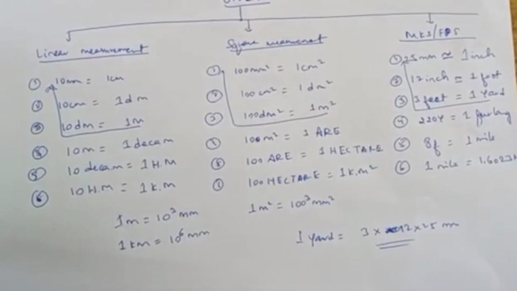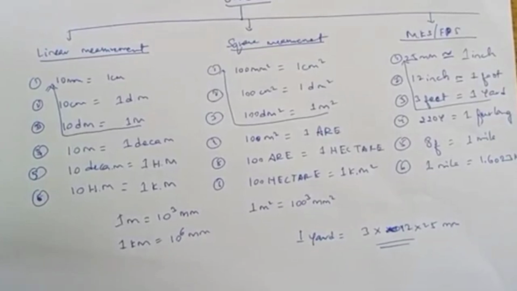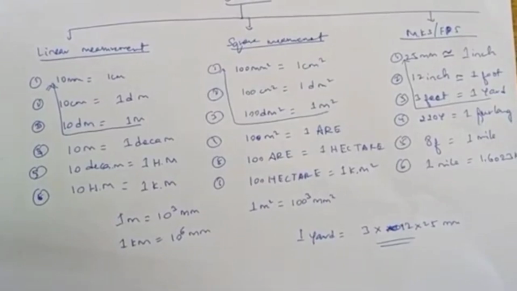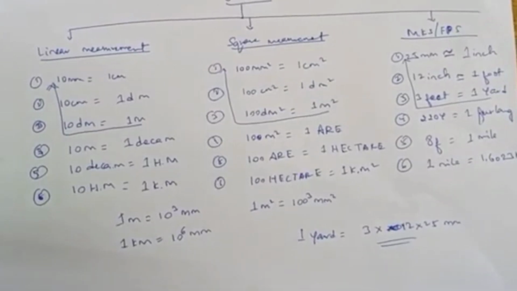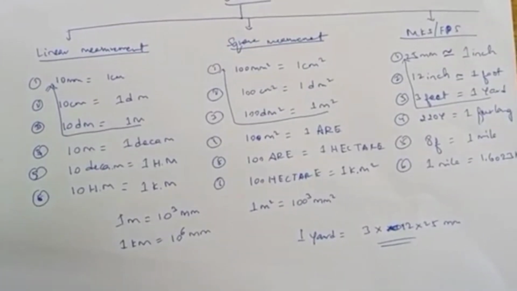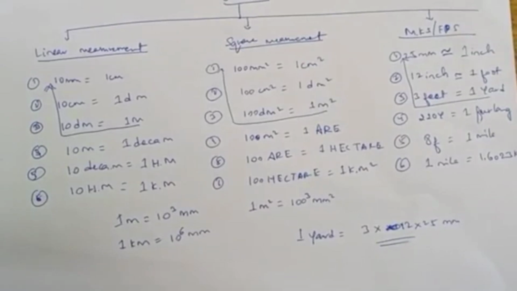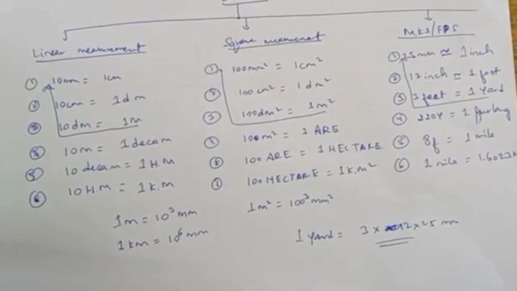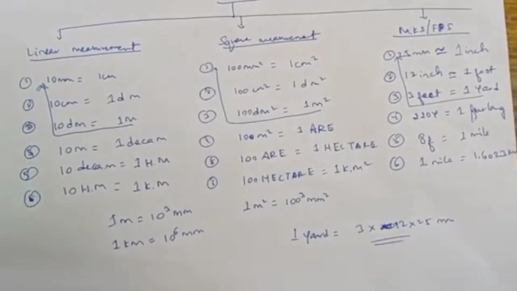In the same way you can find it for 1 meter square: how many mm square is it? Here it is 100 into 10 to the power of 3 mm square. Like this we will find out the conversion of the units. Conversion of the units is very important here. So how many centimeters are equal, how many mm, how many centimeters is one decimeter equal to.